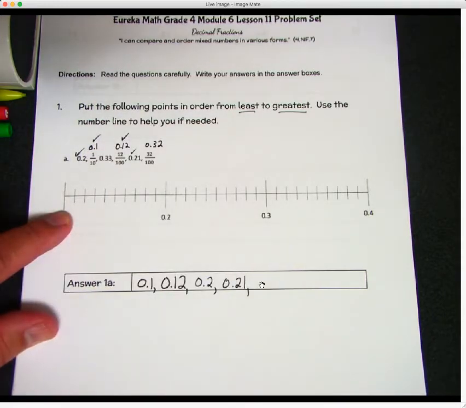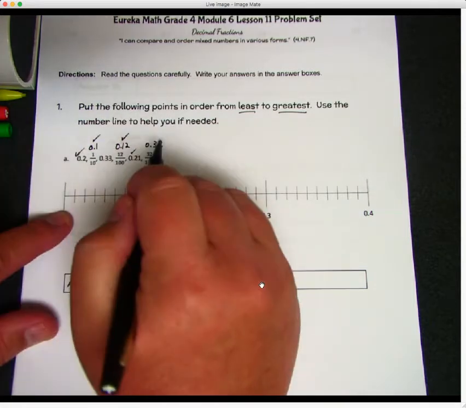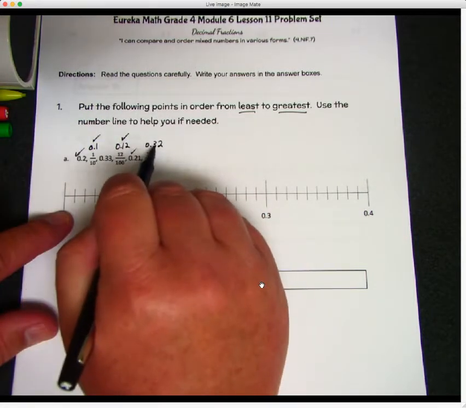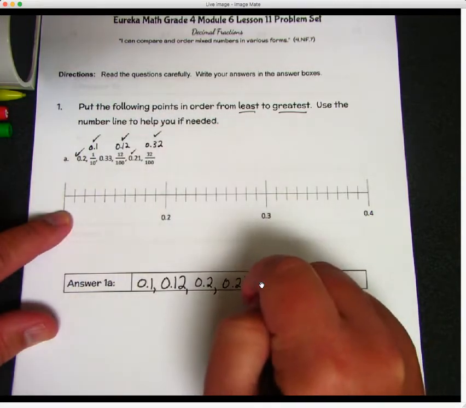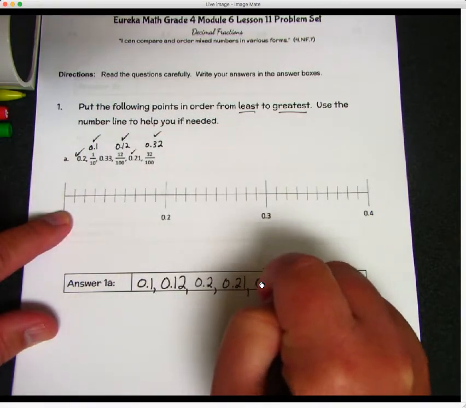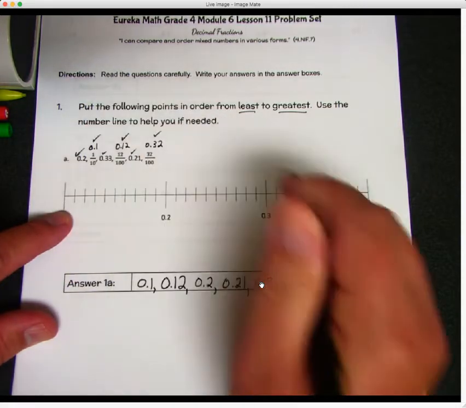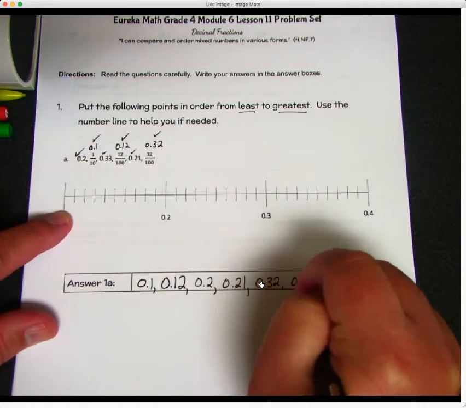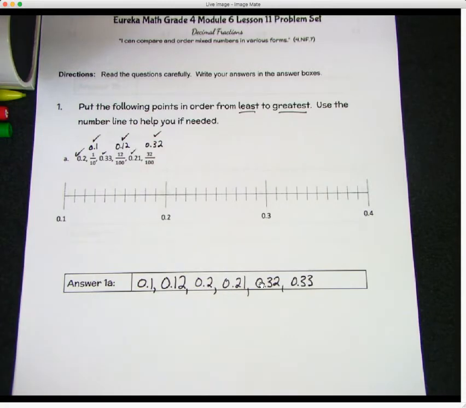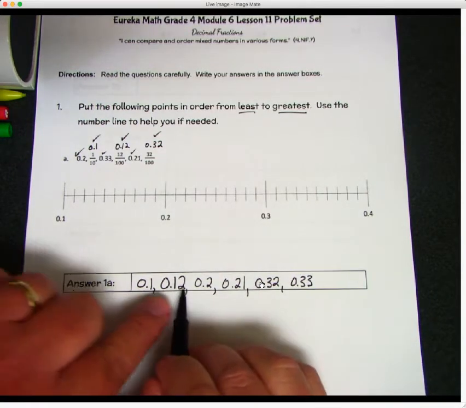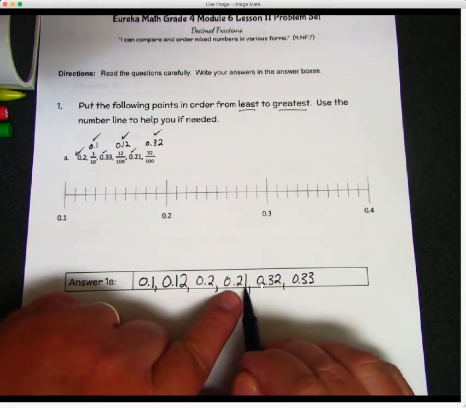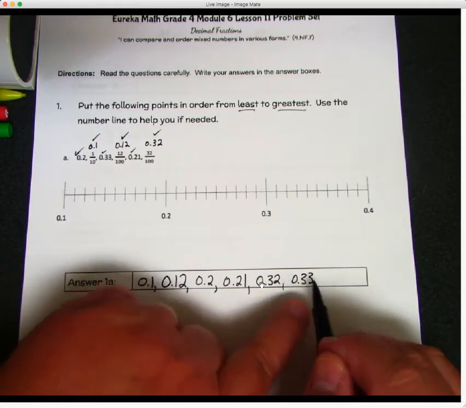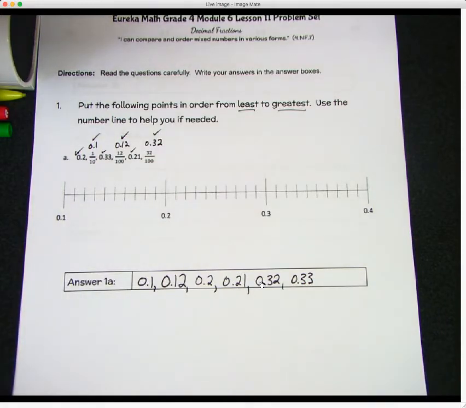And then I'm going to look for any more 2s. There's not, so I'm going to look for 3s in the tenth space. There's one, and there's one. This is 32 hundredths. This is 33 hundredths. So this one would be next. So we're going from least to greatest. 32 hundredths, and then my last one, 33 hundredths. So I'm going to double check. 1/10, 12 hundredths, 2/10, 21 hundredths, 32 hundredths, 33 hundredths. Those are in correct order from least to greatest.